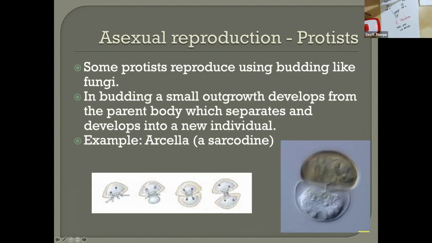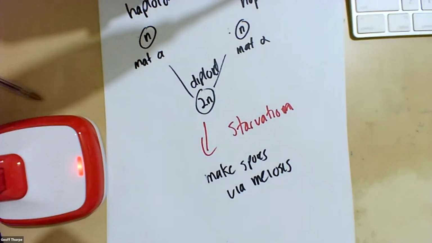Some protists reproduce using budding, like the single-celled fungi. In budding, remember a small outgrowth develops from the parent body, which separates and develops into a new individual. The named example that we would need to know and remember here is Arcella, which is a sarcodine. The budding is the same as what we've seen. We're just using it with a different example of the organism. So yes, protists, Arcella. And I think that's it. There we go. Yes, that's it.